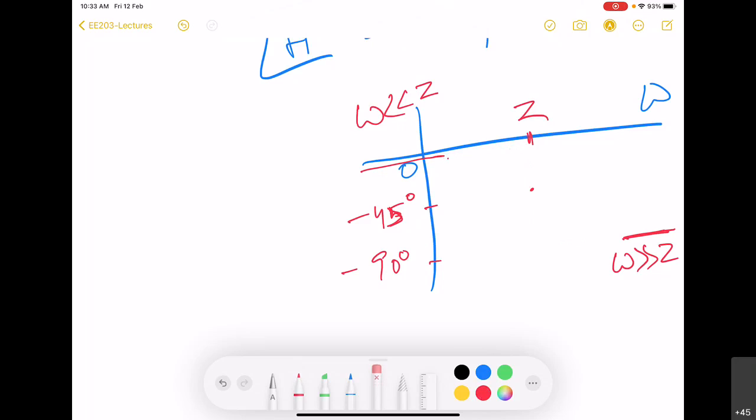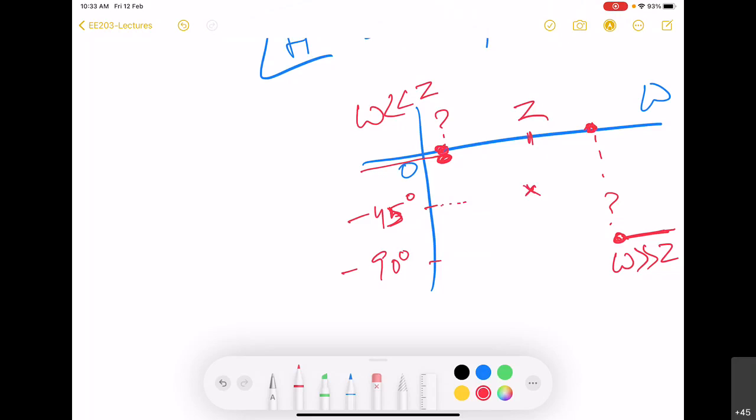Rather, what we will do, we will join these 2 points, this point and this point, which are not known. I mean, we still don't know what this frequency is. Similarly, we still don't know what this frequency is. So we will join them by a straight line such that it passes through this point, omega equal to z, for which angle is minus 45 degree. So the question arises, where do we start? Where do we take these 2 points?